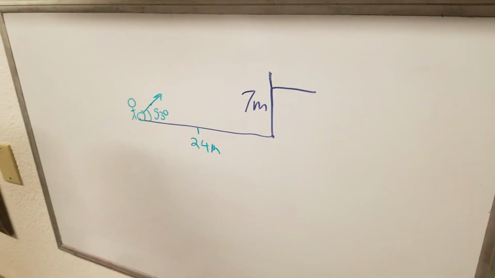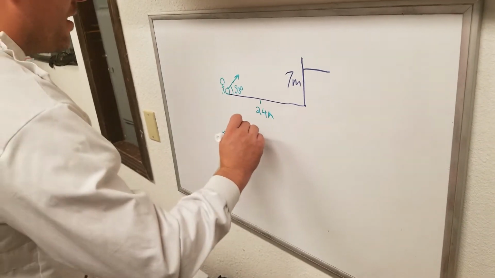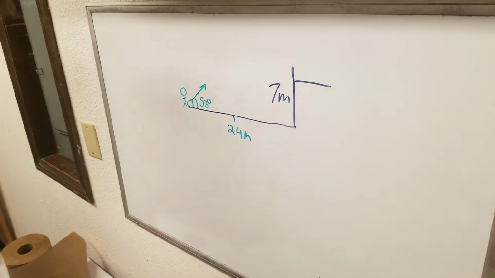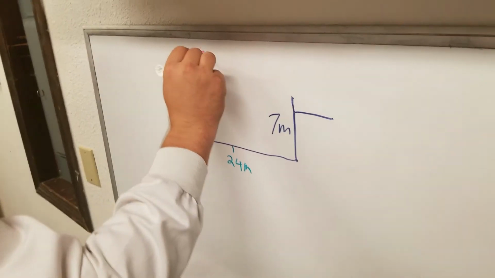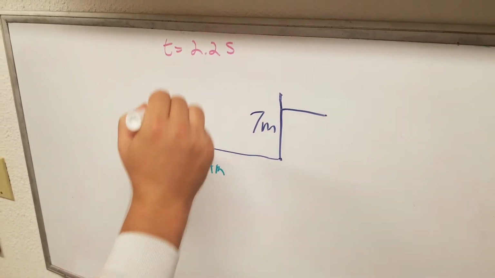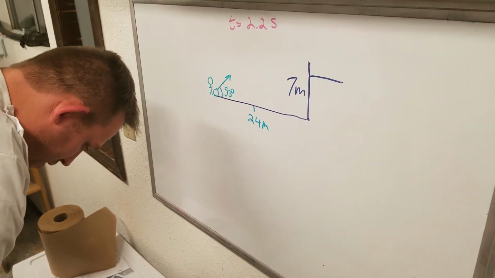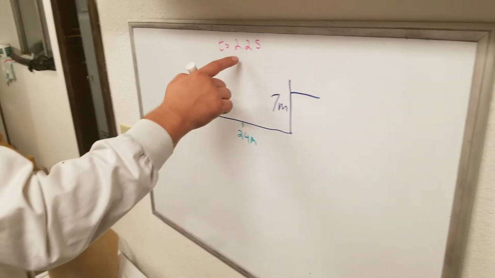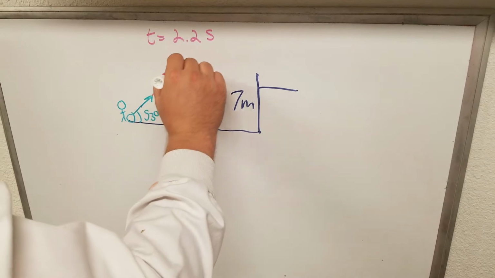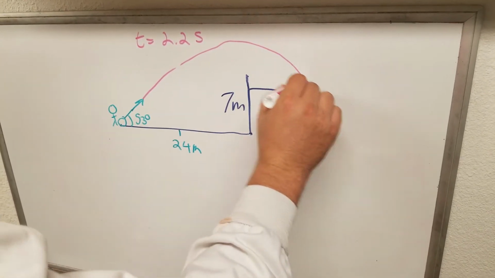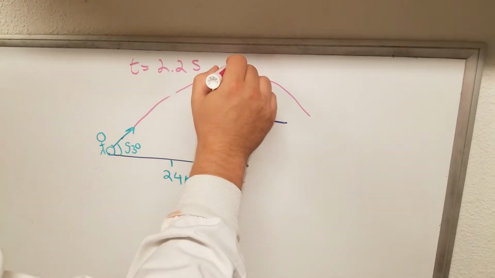And what's the last piece of information we have? It takes the ball 2.2 seconds. So we got a time. That is really important. So I'm going to write our time in pink. T equals 2.2 seconds. Now, what does it say? The ball takes 2.2 seconds to reach a point vertically above the wall. So, once again, a point vertically above the wall, that tells me that's going to be this point right here. That's going to be this height. This is going to be our absolute highest point in the arc.